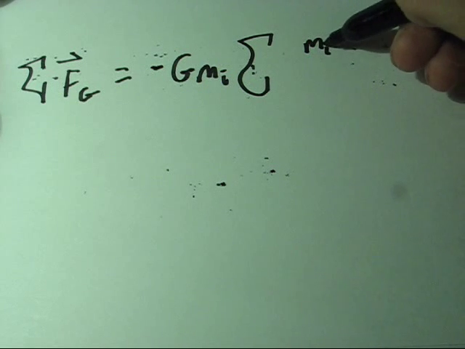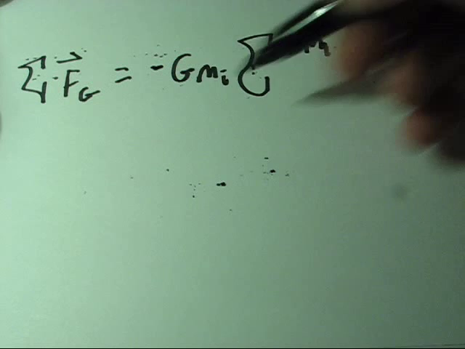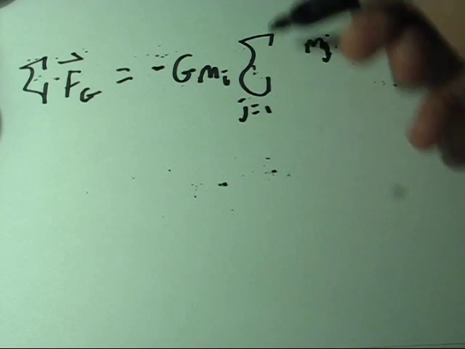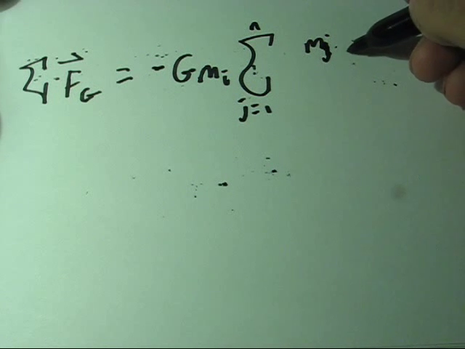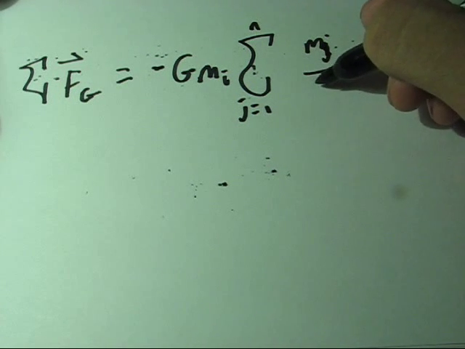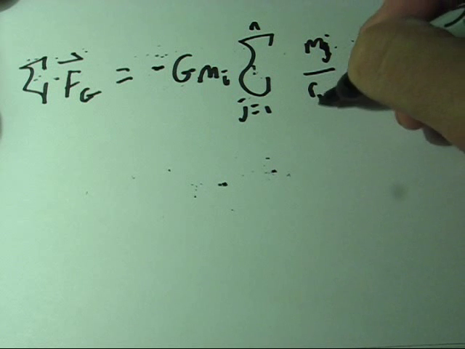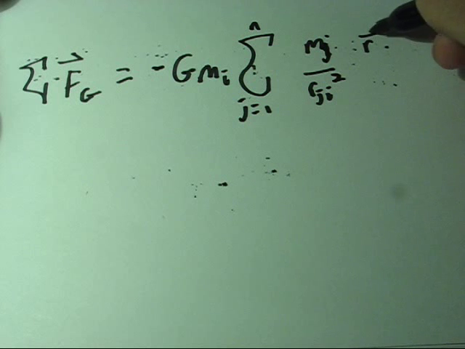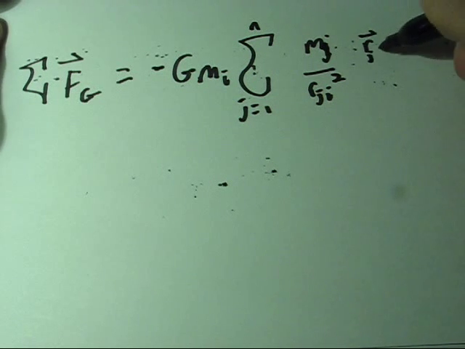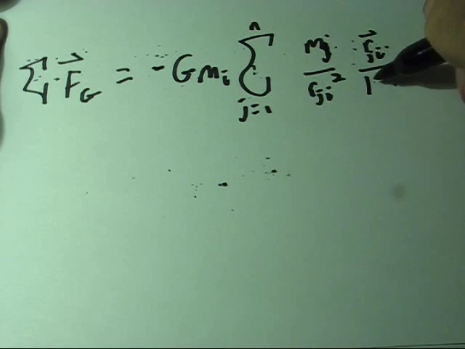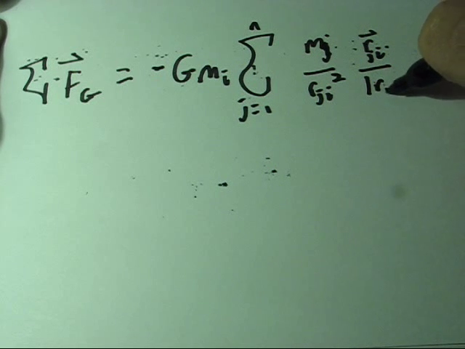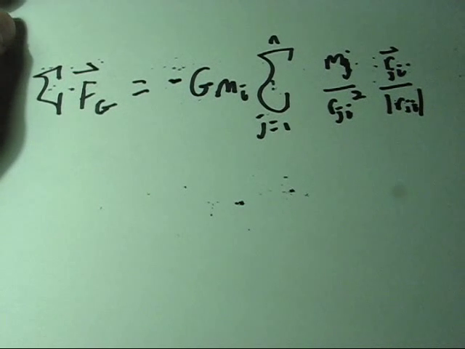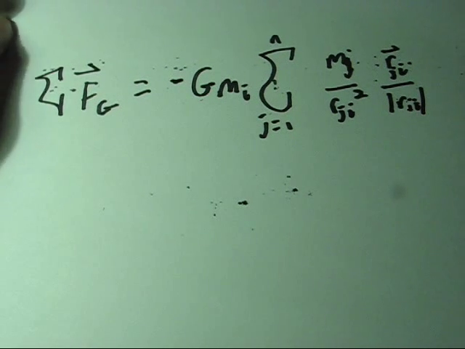No, that'd be M1, wouldn't it? Or let's use J. J equals 1 to n, divided by r_ji squared times the vector r_ji over the magnitude of vector r_ji. So, there we have it, and that's the n-body problem.